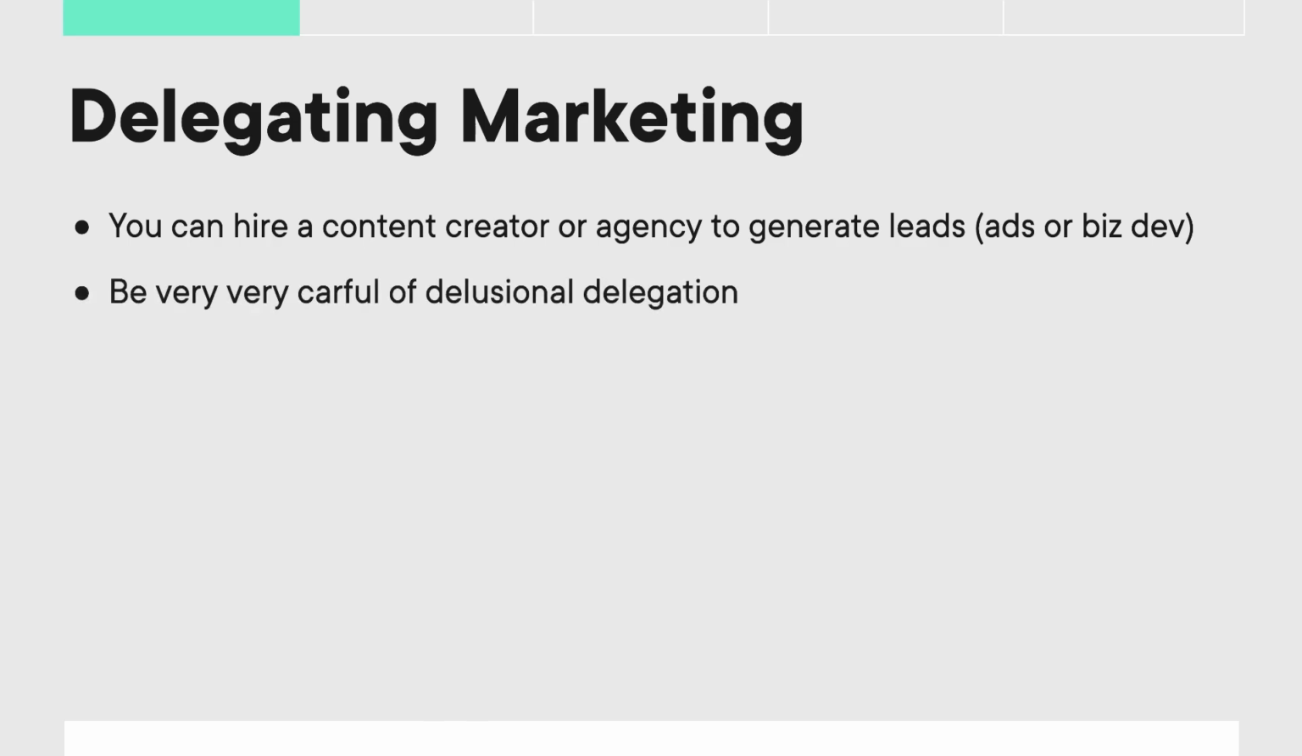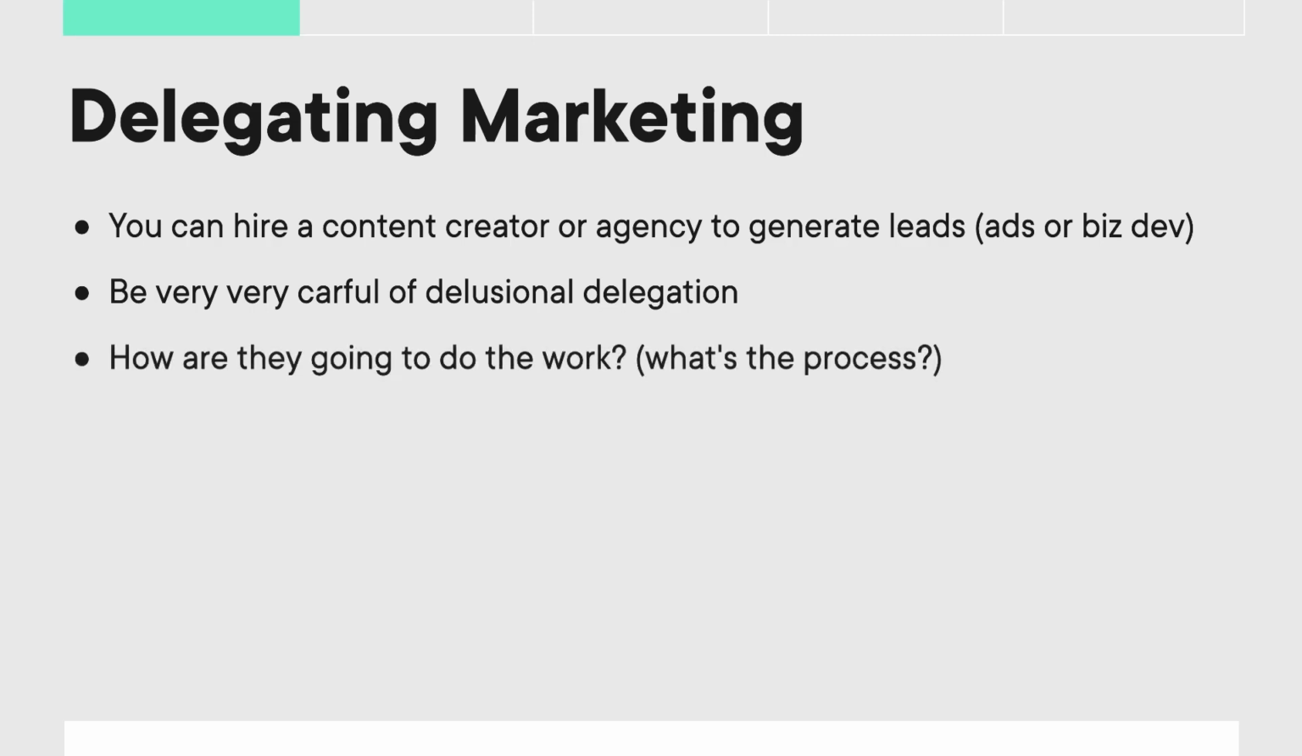However, as I've mentioned in the previous video about delusional delegation, this is the easiest trap to fall into, because there are a lot of people out there who will promise you, oh, I can get you clients, I can grow your business. And if it's too good to be true, a lot of times it's probably a delusion and they won't be able to do this. Okay, so you want to make sure that you understand exactly how they're going to do the work. Okay, what's the process?